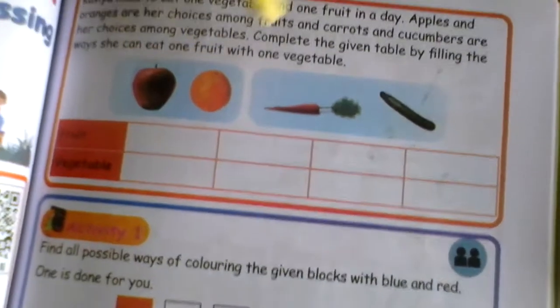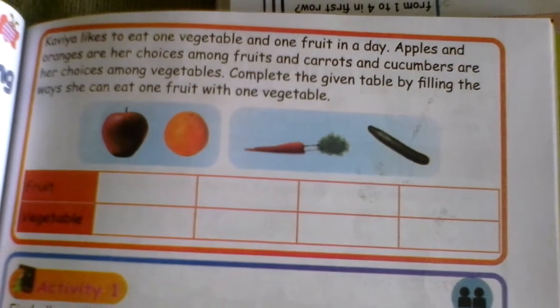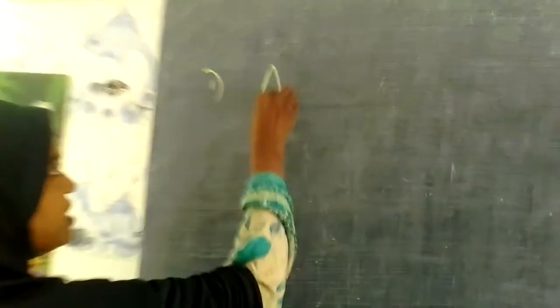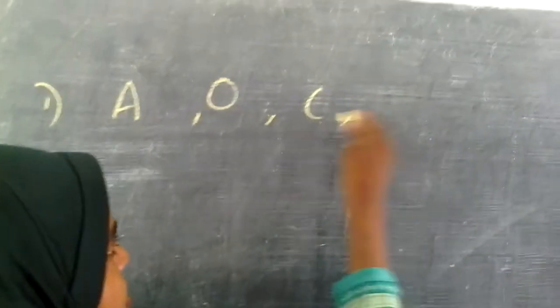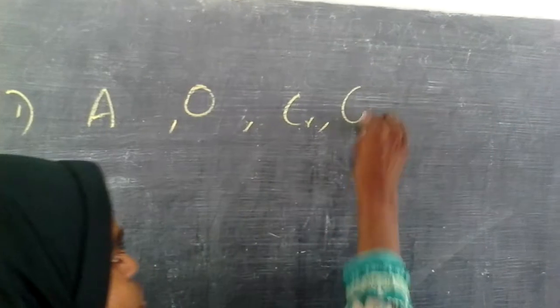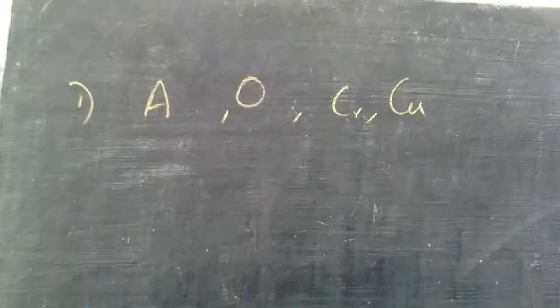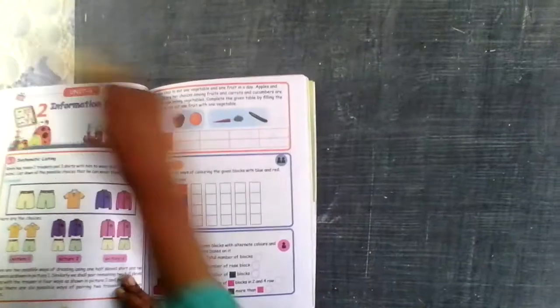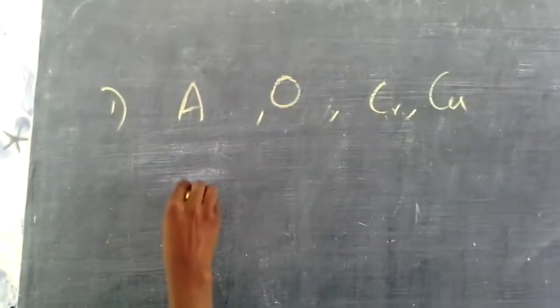Let us do here, right? See here there is an apple, orange, carrot and cucumber. Let me do it. Apple I will write as A, orange I will write as O, and what we have seen, carrot and cucumber. Carrot, CR I will put, cucumber, CU I will write. Okay, so these are the information we got in this picture. So I am going to process it. How will I make it?